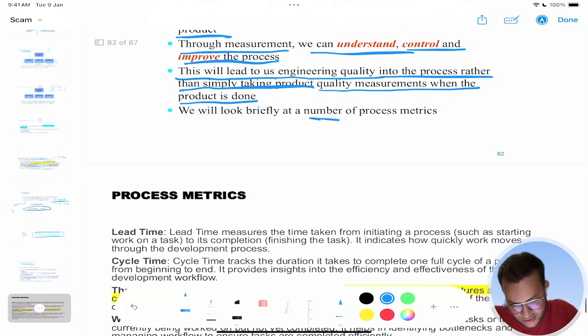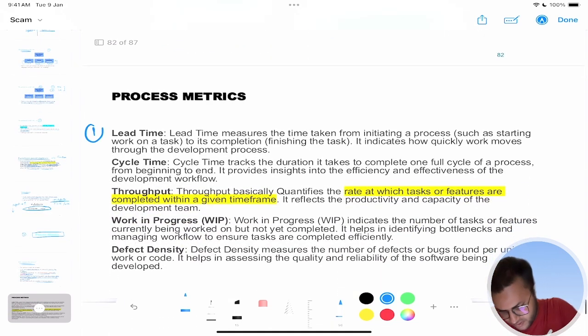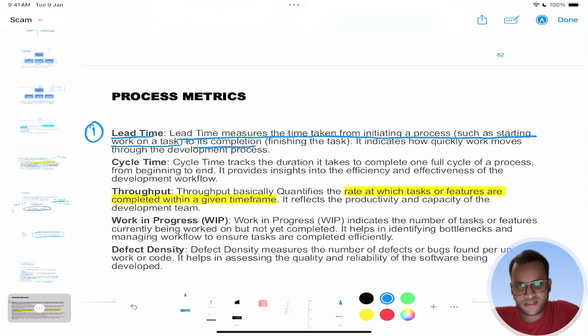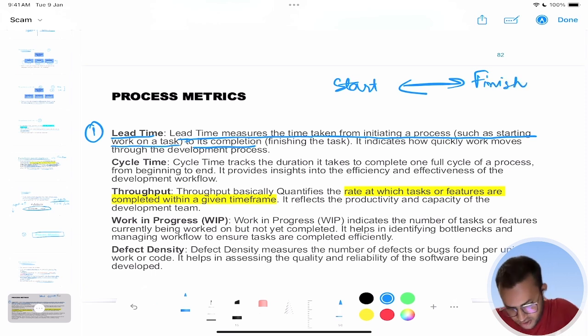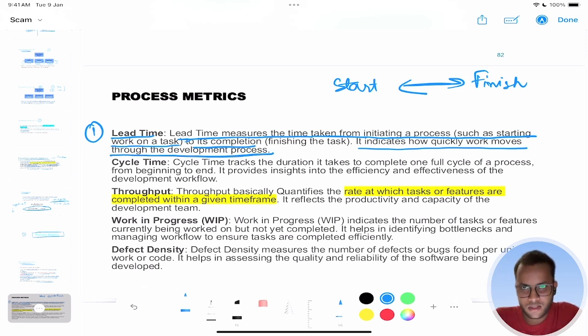Now we'll look at various process metrics. This is the first one, lead time. What do we mean by lead time? Lead time measures the time taken from initiating a new process, such as starting work on a task, to its completion. It is the amount of time taken between when we start a process and when we finish it. The time taken between these two points is called the lead time. It indicates how quickly work moves through the development process. With this metric, we can track how quickly the work is done or how quickly the development process of the software is completed.